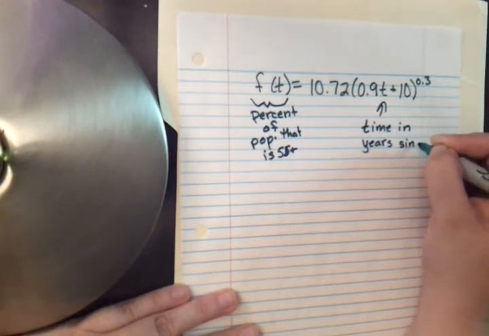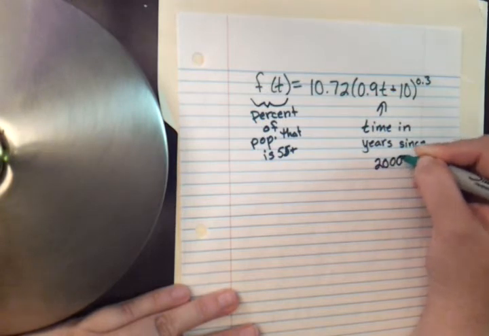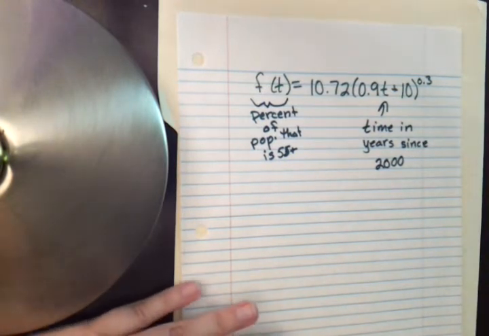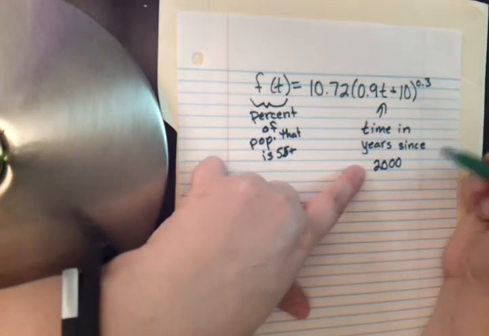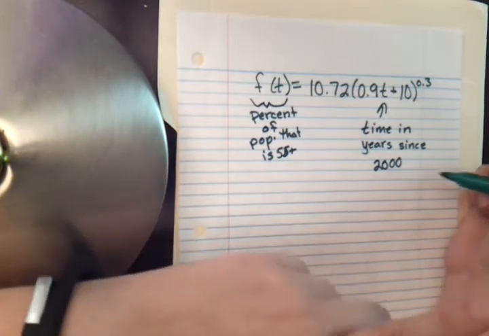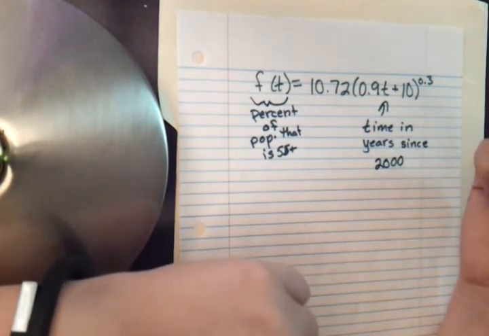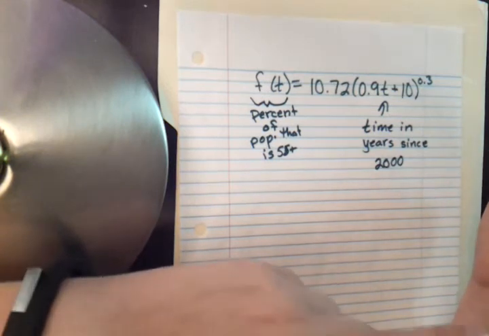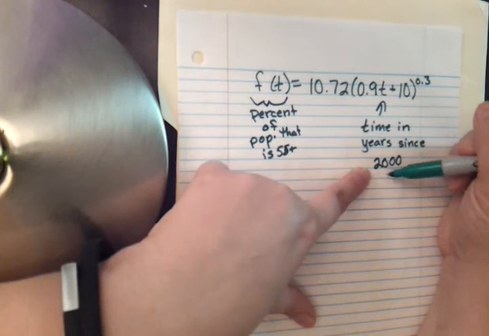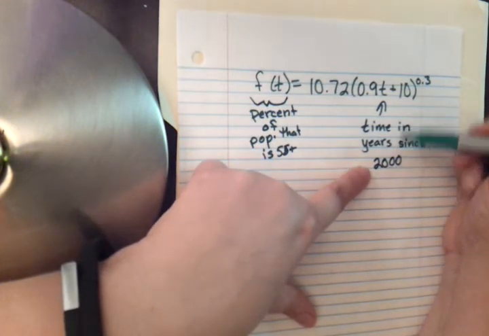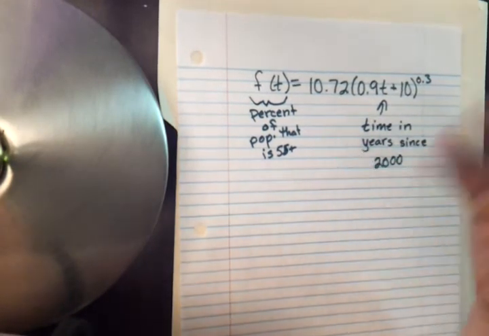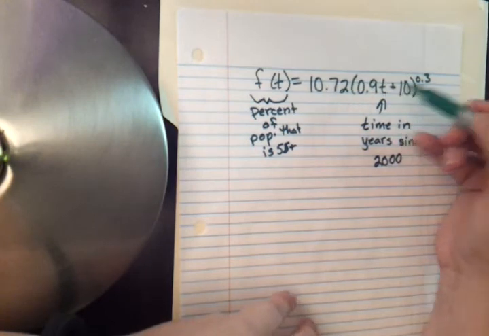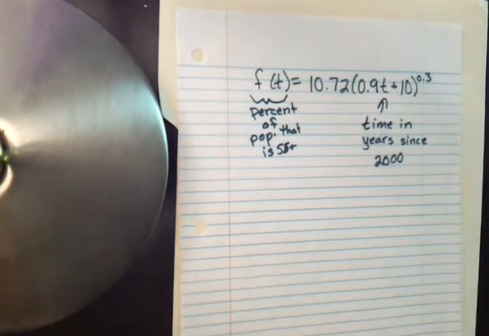since 2000. So this can trip people up a little bit. What that means is that if you wanted the information for the year 2001, you'd have to plug in a 1 here, because 2001 is 1 year from 2000. If you wanted 2020, and this function only works up to 20 years, then you just need to figure out how many years between 2020 and 2000. That's 20, and so you'd plug in a 20 for the t there. So you plug in the number of years since 2000 in here, and that's going to give you the percentage of the population that is 55 years old or older.